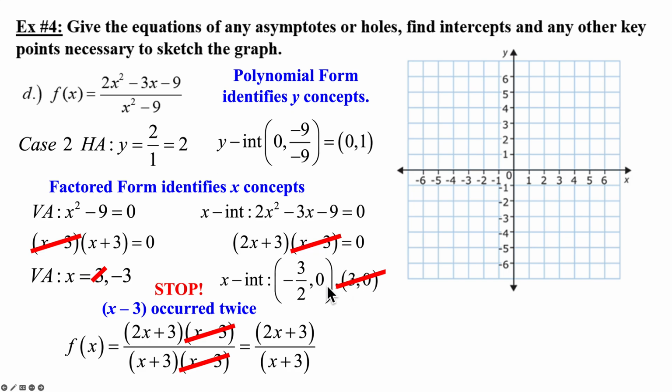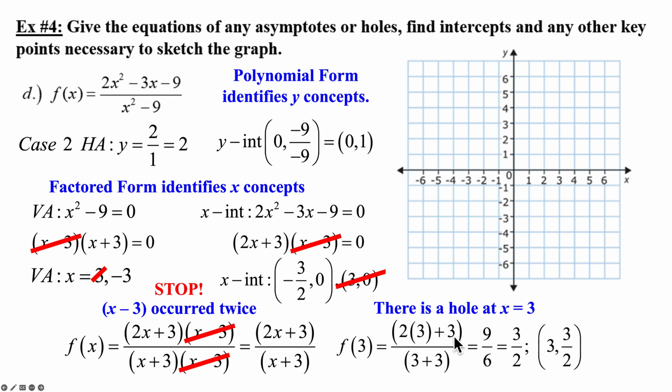These are all gone. However, we're still going to use that 3. I don't want to say I completely cancel it away. I still need it. Because when you get a binomial that's the same on the top and the bottom, you have a hole in your graph. So to find that hole at x equals 3, you plug this 3 into this new simplified reduced rational function. So 2 times 3 will be 6, plus 3 is 9. 3 plus 3, and you substitute in for that x, we'll get a 6. We reduce that to 3 halves. Our hole is at 3 comma 3 halves.